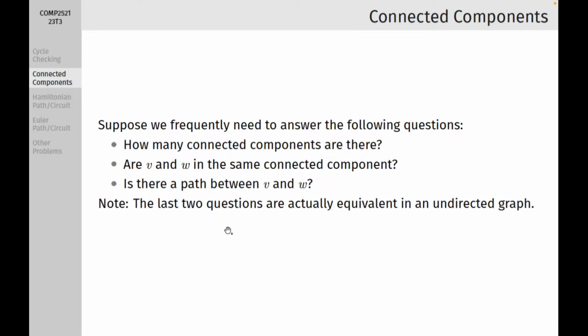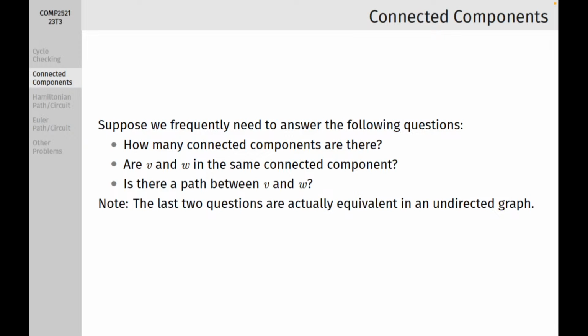Right now, there's more about connected components. Suppose we frequently need to answer the following questions. How many connected components are there in the graph? Are V and W in the same connected component? And is there a path between V and W? It turns out that the last two questions are equivalent if the graph is undirected, because if two vertices are in the same connected component, then there must be a path between them.